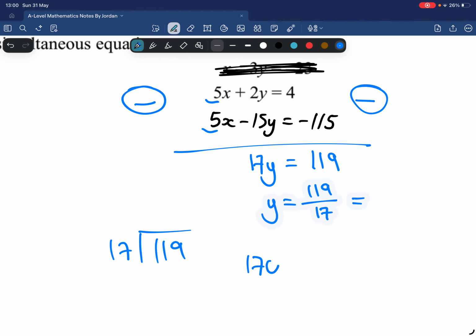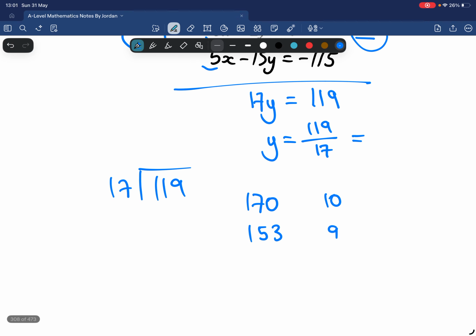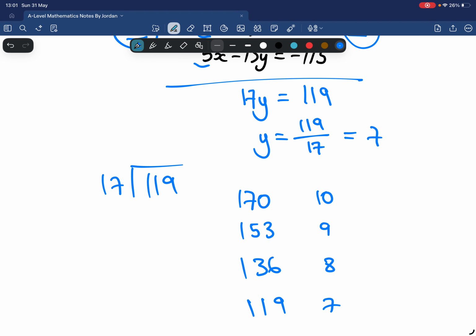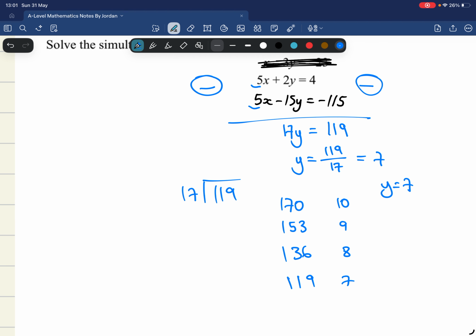But I know that 170 would be 10 lots, wouldn't it? And then we would have 153 being 9. We would have 136 being 8 lots. Yeah, and then 119 being 7 lots there. So there we go, y equals 7. Could use a calculator for that, but I didn't have one, so y equals 7.